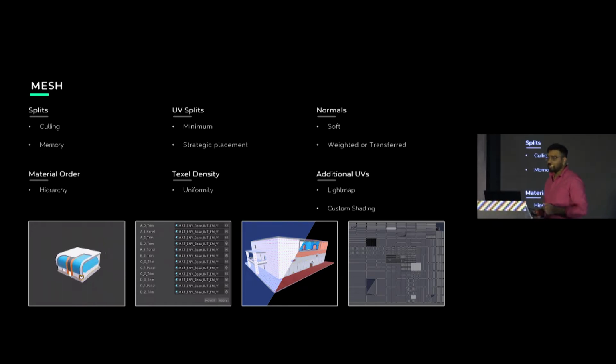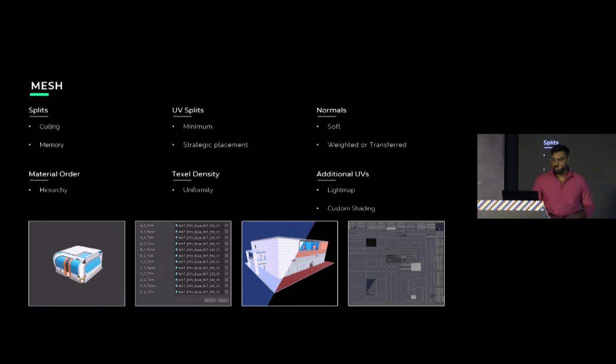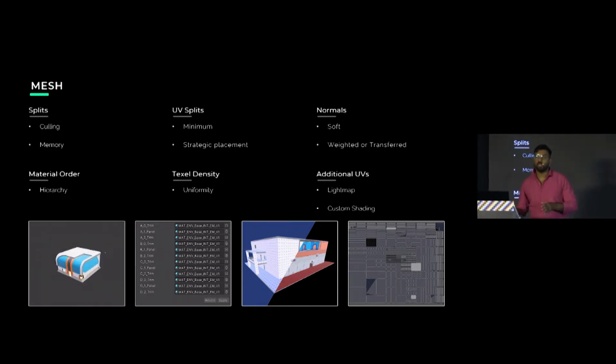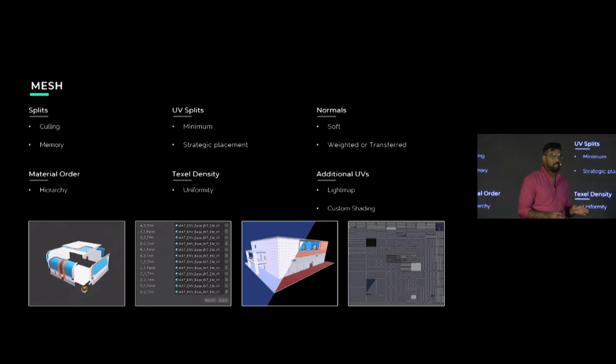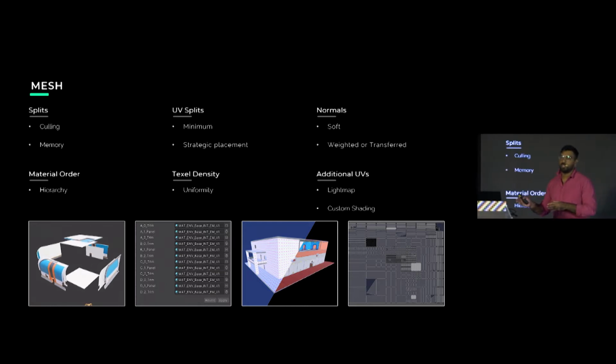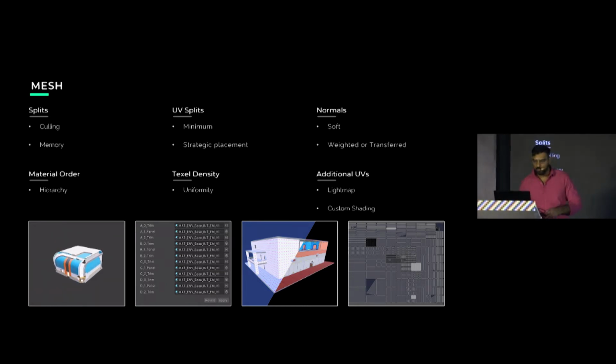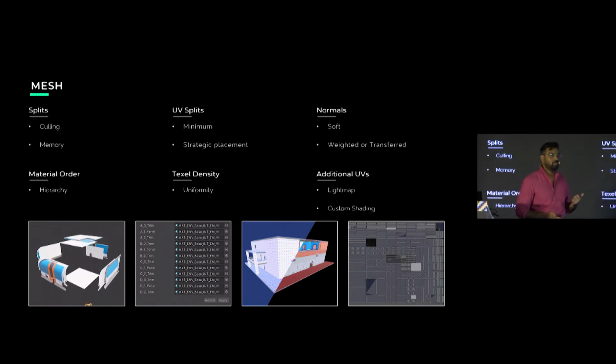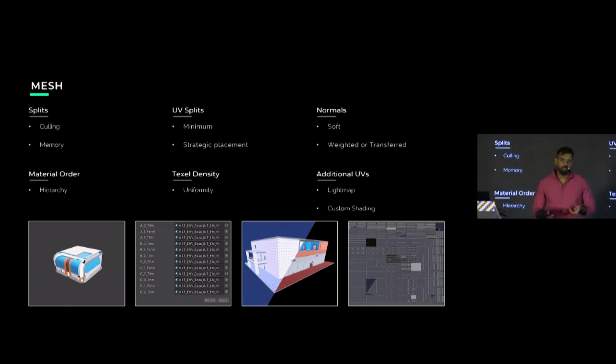Texel density is one thing which is very important. This will ensure that everything in your game will look at the same scale and the player will not feel out of place. It also reduces distortion, pixelation, etc. And last is additional UVs. This is only for those who are using baked workflows.